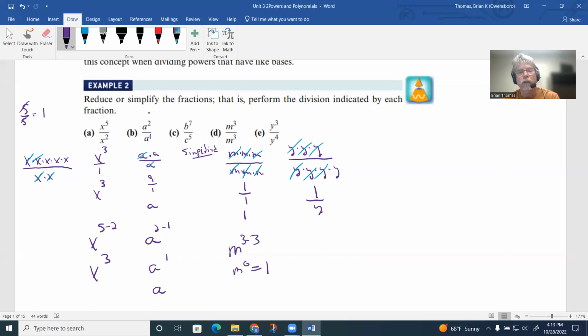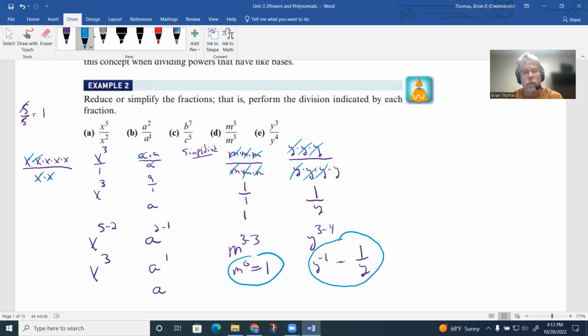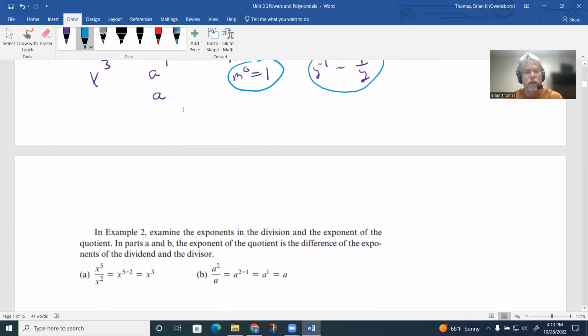Here, notice we would have y to the 3 minus 4, and we get another strange exponent. 3 minus 4 is going to be y to the negative 1. And when we did the problem, we got 1 over y, so those must also mean the same thing. So some things we're starting to introduce are what's called a 0 exponent and also what's called a negative exponent. We're going to start to explore what they mean in our math vocabulary and our math understanding.